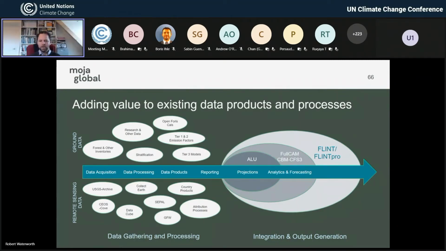And then as you move forward, you suddenly move to projections and analysis and forecasting. And this is where these systems are starting to move. And so you have something like the ALU, which is great for reporting and a little bit of projections. You have FullCam and the CBM, which have a lot of capabilities around reporting, projections and analytics, but have some limitations due to their age, as we'll discuss later. And then the FLINT system, which is trying to take that out into the next generation tool.